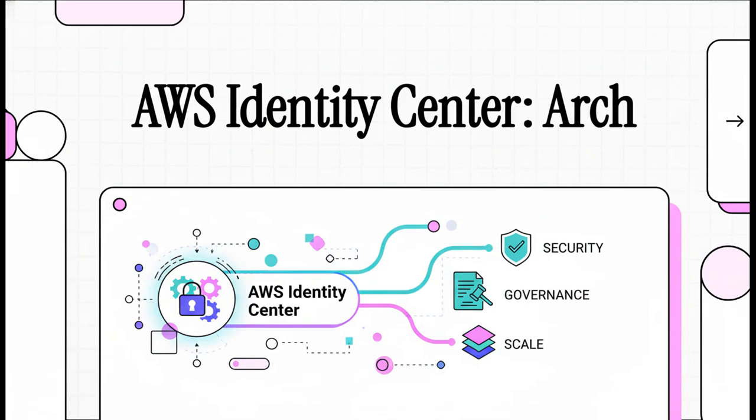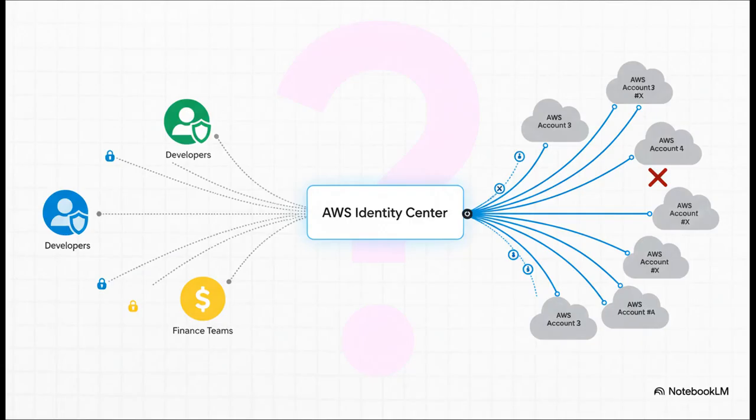Welcome to the Explainer. Today, we're building the definitive enterprise architecture for AWS Identity Center. We're moving well beyond the basics to construct an enterprise-grade framework for security, governance, and serious scale. So let's start with a problem I'm sure many of you have faced.